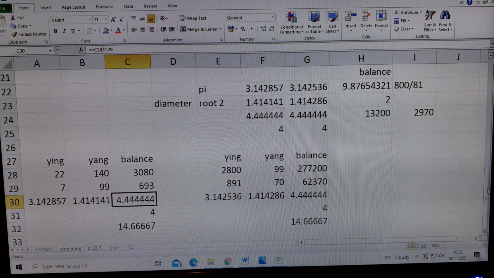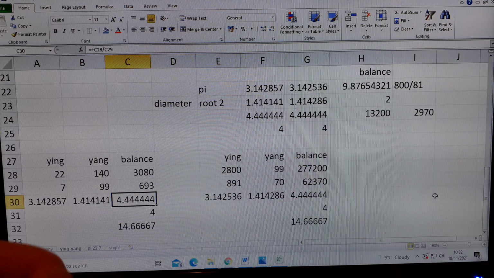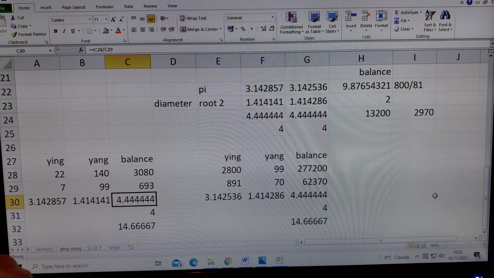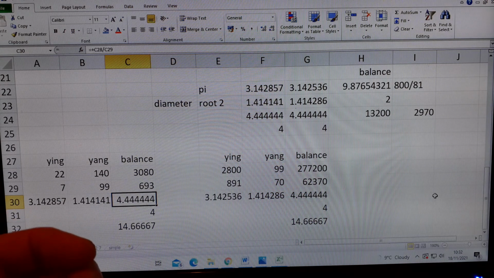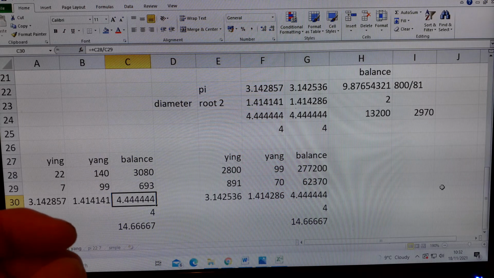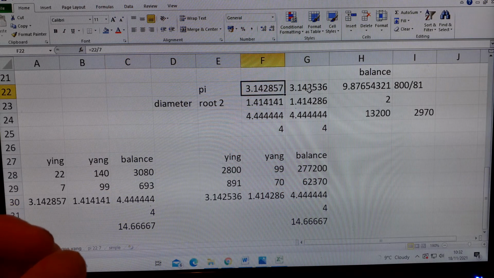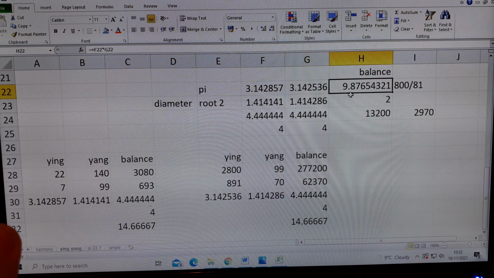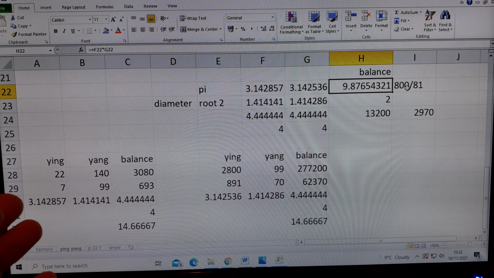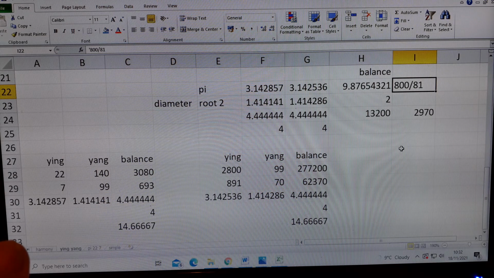So where does this take us in terms of the way that these people were thinking and the complexity of their mathematics? Because they know that they can use variable pi, they can use variable root 2, they can use them against each other to produce this balance. And they also knew that when they multiplied these two versions of pi together, they got this number, 9.87654321, that they recognised as 800 over 81.